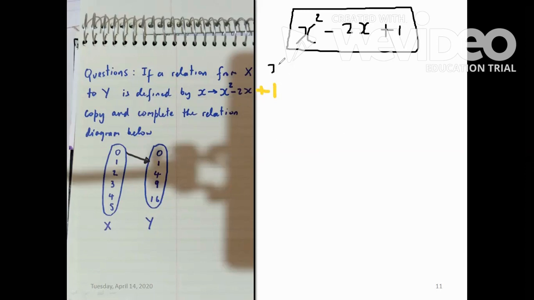So when x is 0, I'm going to have 0 squared, subtract 2 times 0, plus 1. Now 0 squared is 0. 2 times 0 is 0. And 0 from 0 is 0. 0 plus 1 is actually 1. So this is actually correct. So we're asked to copy and complete the diagram. So what we're going to do now, we're going to look at when x equals 1.